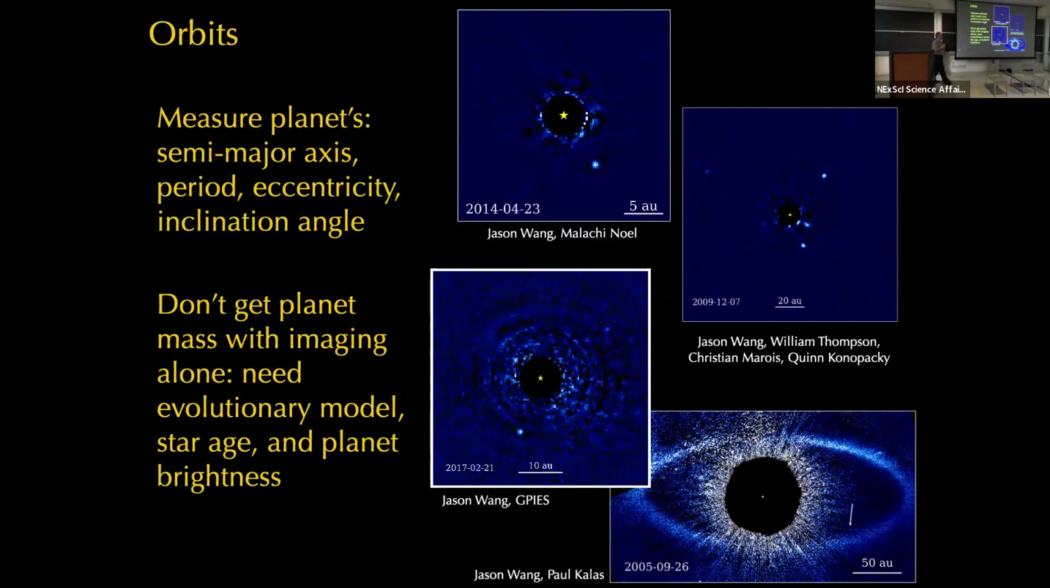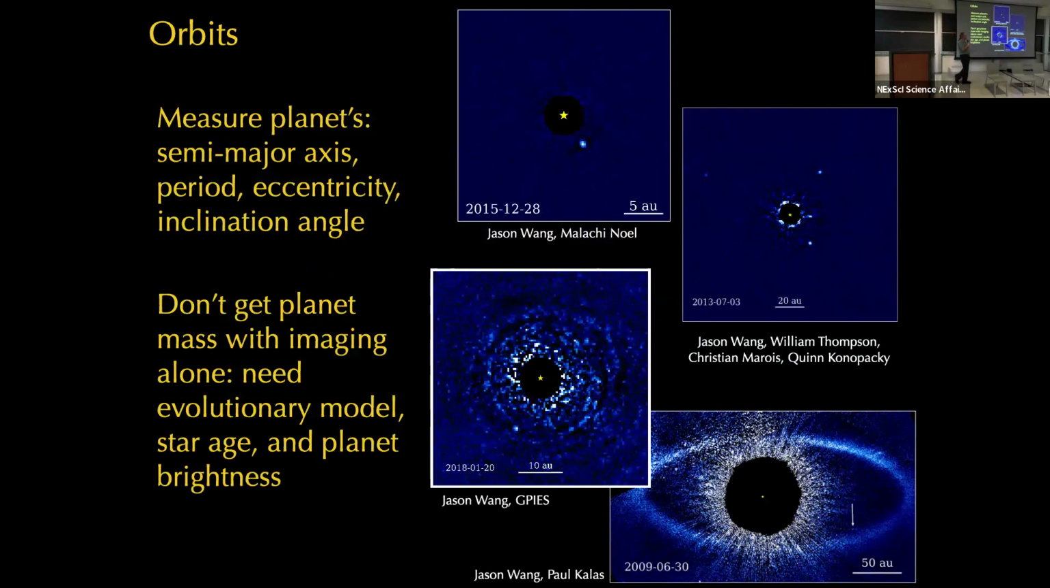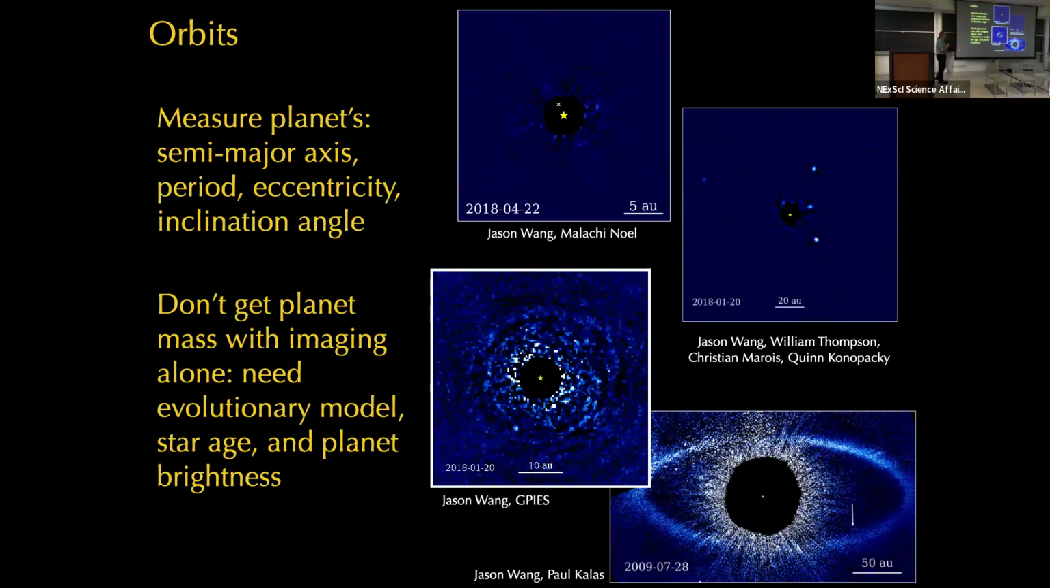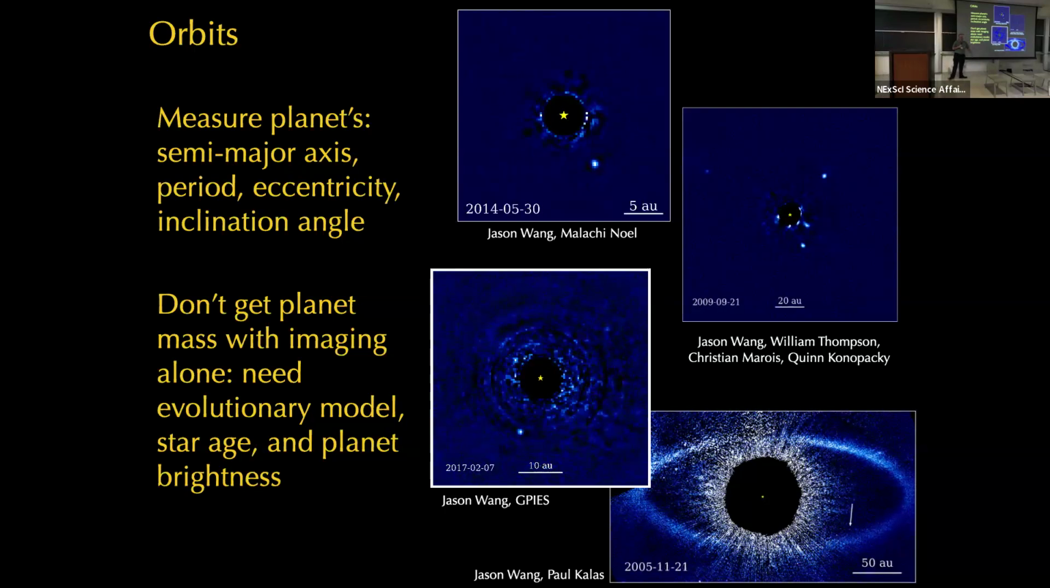You just have to have good enough observations, enough precision to see that orbital motion over time. One thing I didn't list, though, was planet mass. With imaging alone, you are not going to get planet mass. I'll talk about this in a few slides, but if you combine imaging with other techniques, you can get yourself mass. But if all you have is imaging, you're going to need something like an evolutionary model and an age and your favorite model, as well as the planet brightness, in order to get a model-dependent mass for your planets.